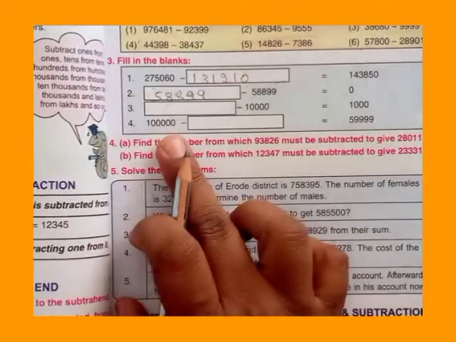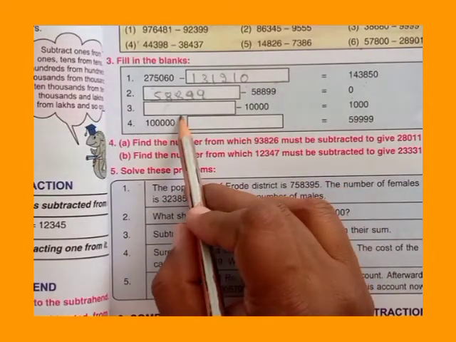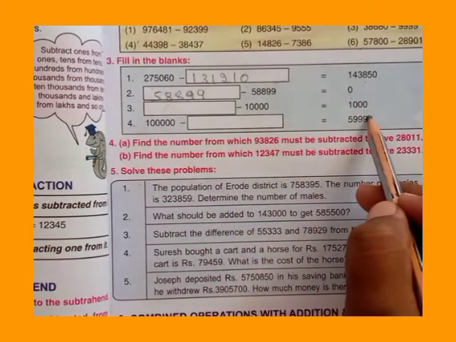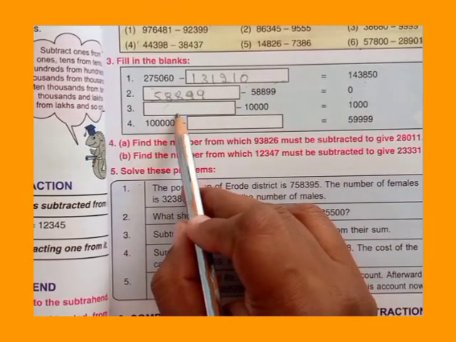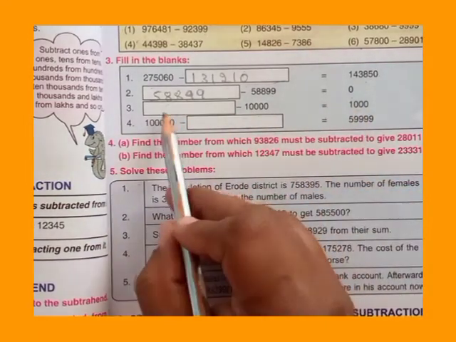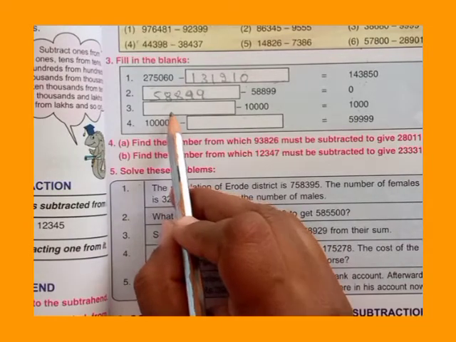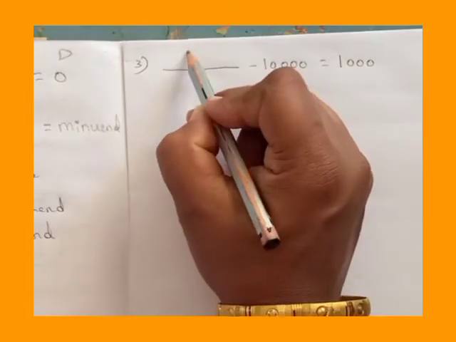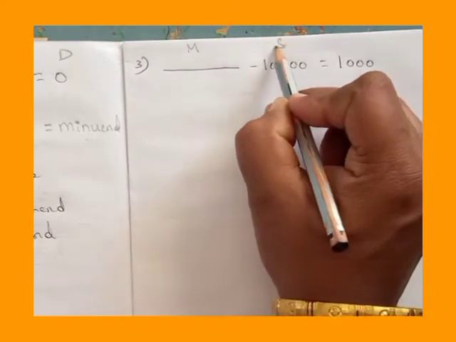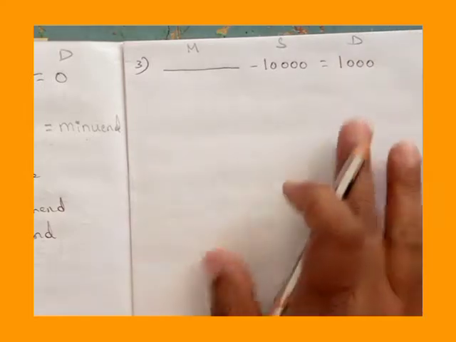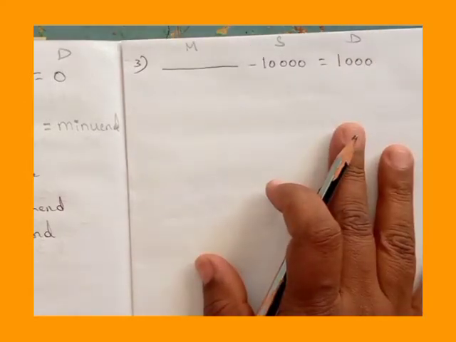Okay, now the third one, you see, dear children: dash minus 10,000 is equal to 1,000. So here we need to find out the minuend. Subtrahend they have given, and the difference is given. What we need to find out here? We need to find out the minuend. So what will be the formula for that? See, dear children, I have written here. This will be the subtrahend, and this will be the what?